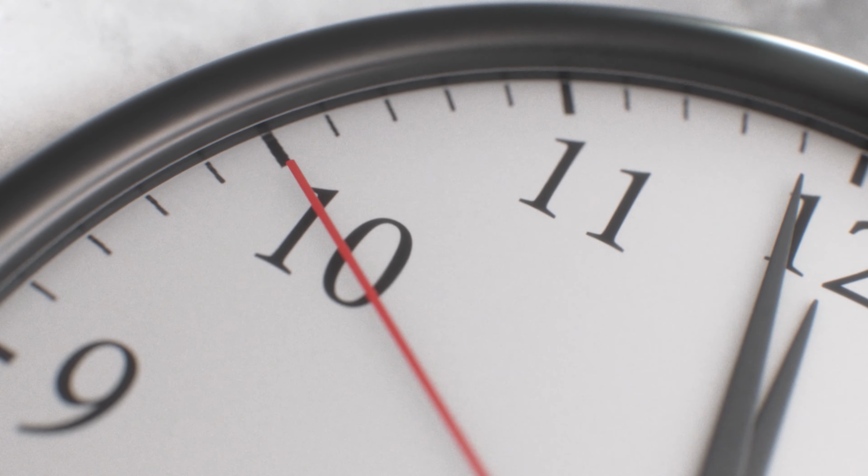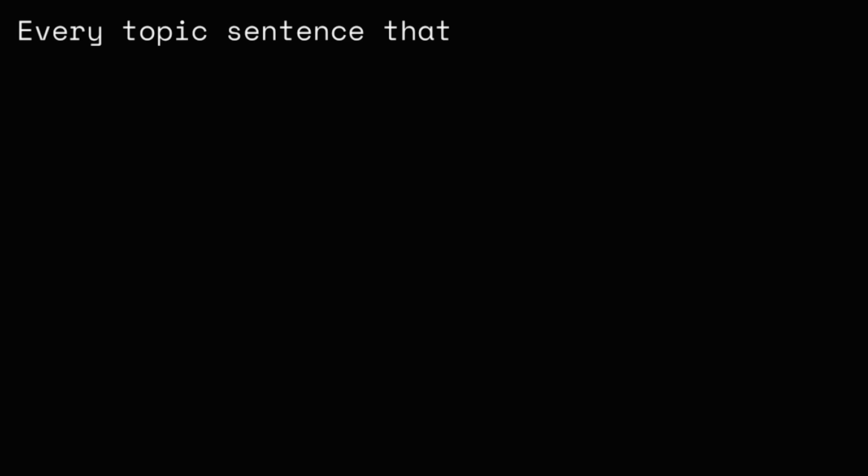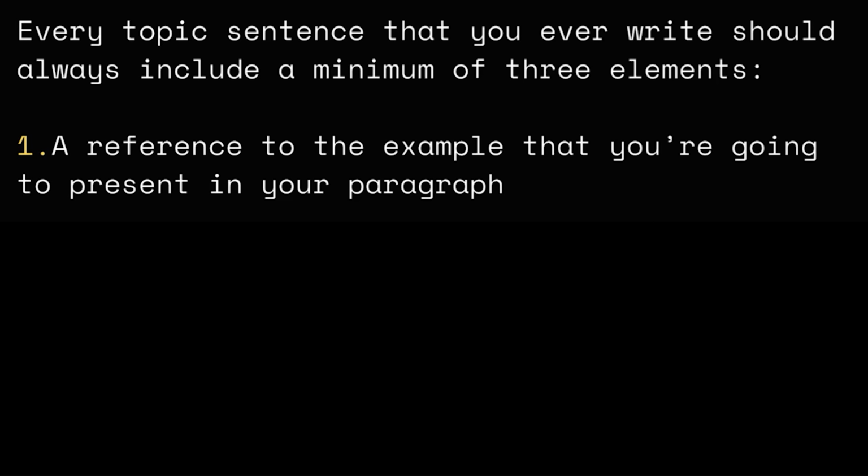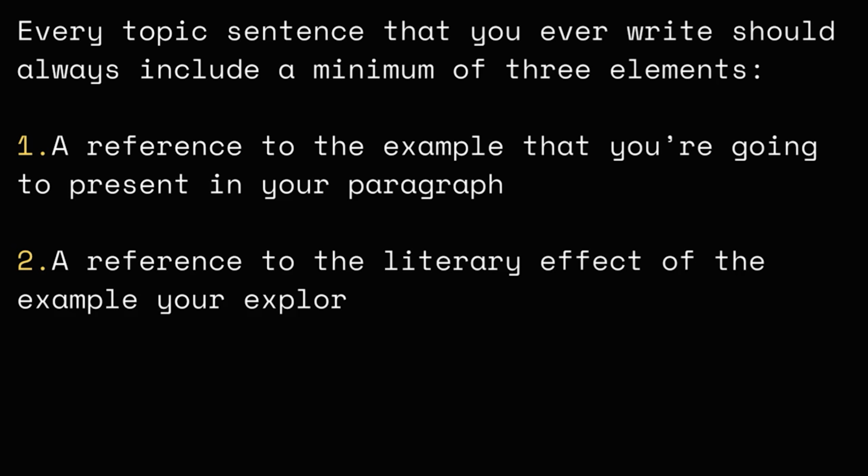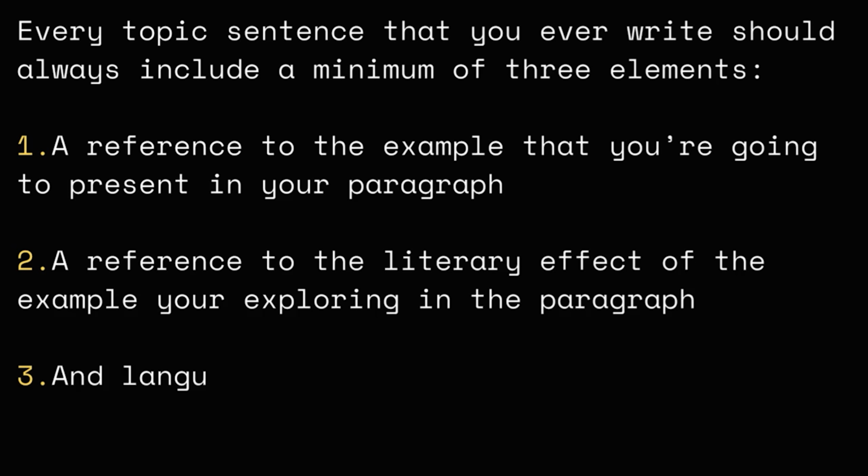Okay, so enough review. Let's get into producing topic sentences that would allow you to successfully outline an essay, especially a timed essay. Every topic sentence that you ever write should always include a minimum of 3 elements. A reference to the example that you're going to present in your paragraph, a reference to the literary effect of your example that you're going to explore in your commentary, and language that interrelates your paragraphs. We're going to call this transitional language. When you're writing any type of lit analysis essay, you should also always include the author's name. So, the basic template for any topic sentence in a literary analysis would look like this.